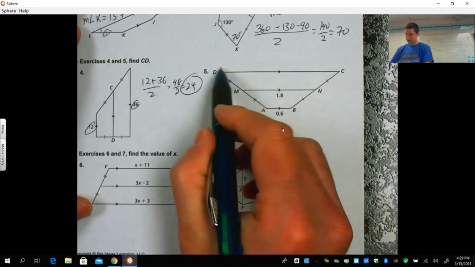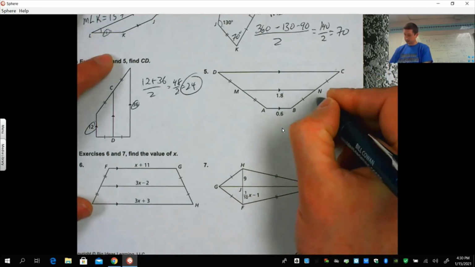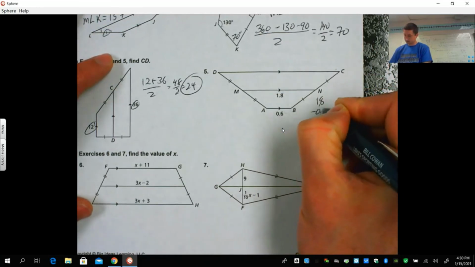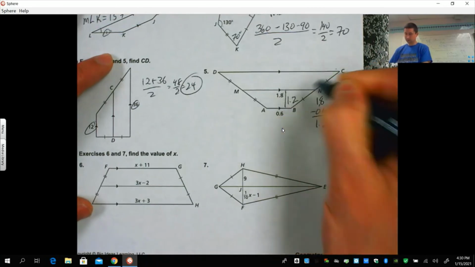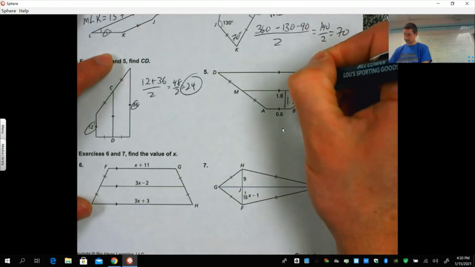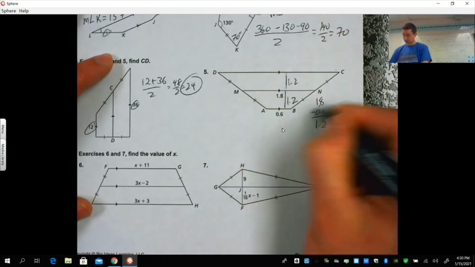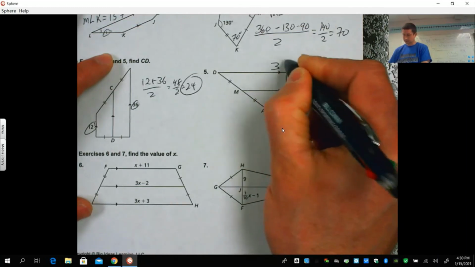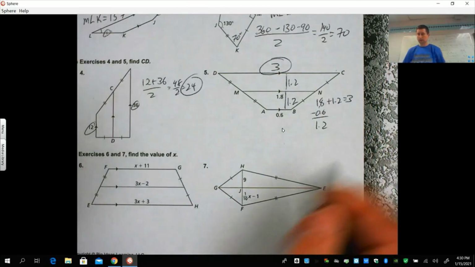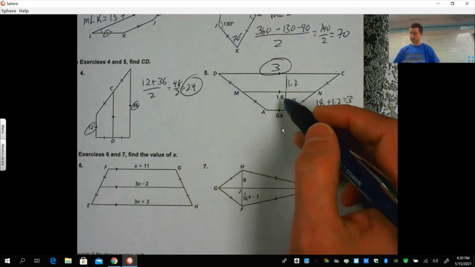CD now is the bottom side. So 0.6 to 1.8. How I would do this is I would just say, okay, 1.8 minus 0.6 is 1.2. So the distance between these is 1.2. That's the distance. This distance also has to be 1.2. So if I take 1.8 plus 1.2, I get 3. So CD has to be 3 in that case. You can use a formula. I'd rather use a little bit of this, just knowing the distance is the same between both of them.